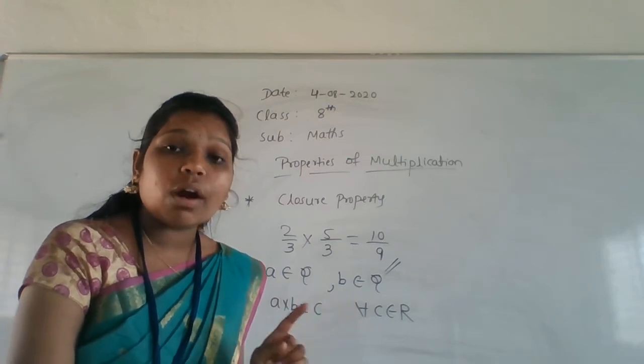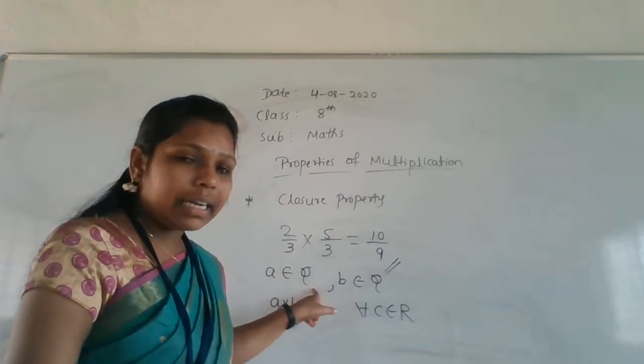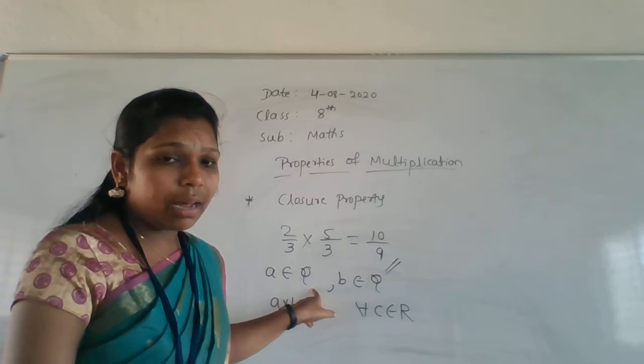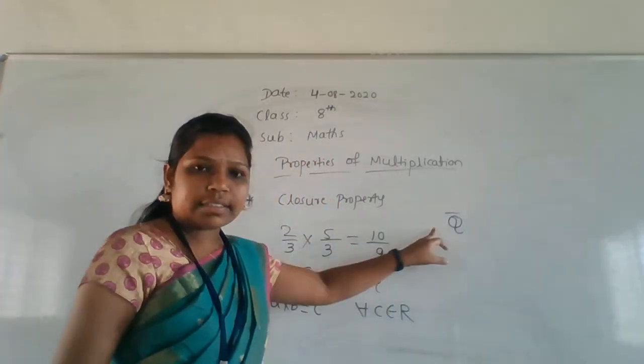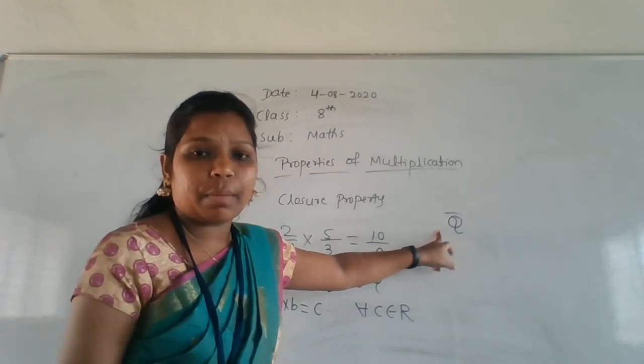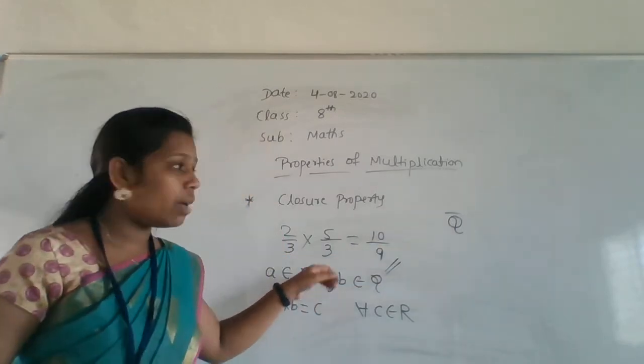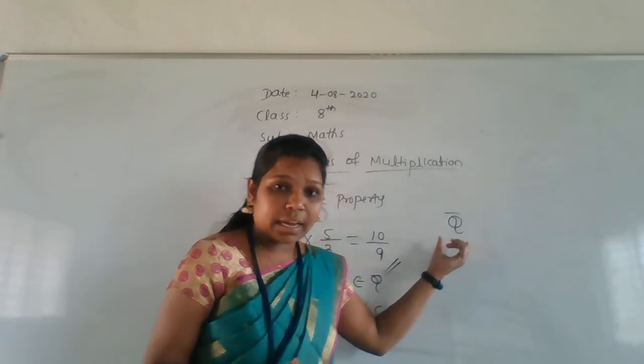R is nothing but real numbers. Capital Q is nothing but rational numbers. If you write a capital Q bar, this Q bar is nothing but irrational numbers. So Q is the rational numbers and Q bar is the irrational numbers.